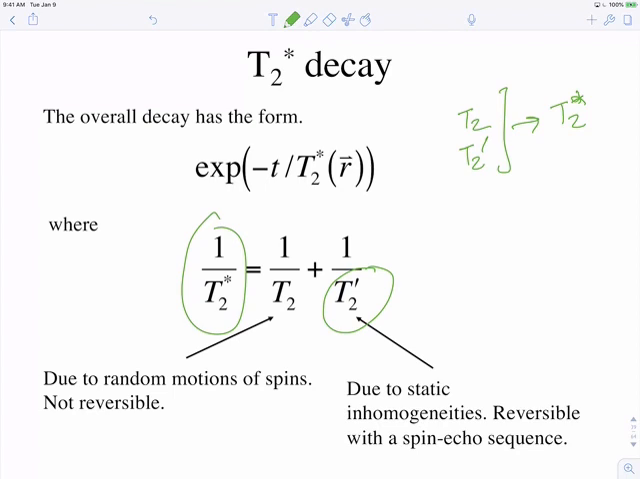So things decay anyways. They're going to decay a little faster because of static inhomogeneities. That overall decay is T2 star.